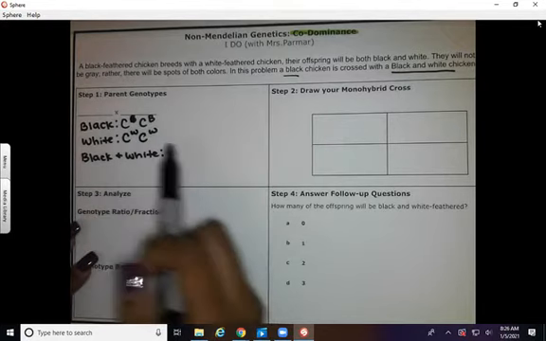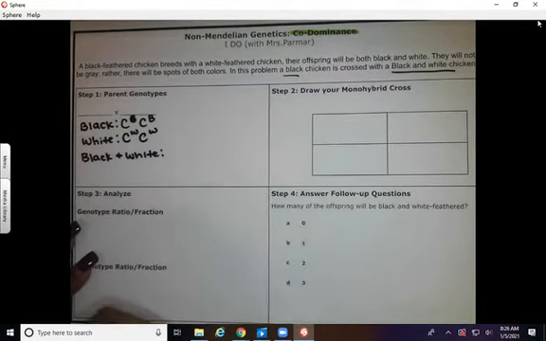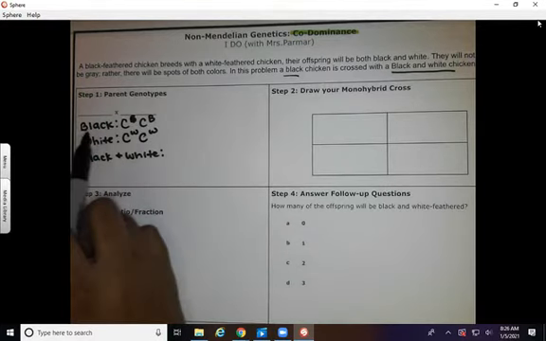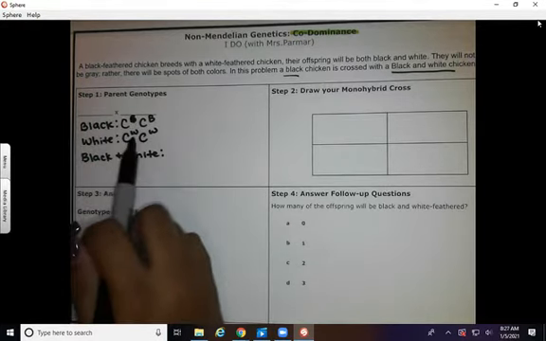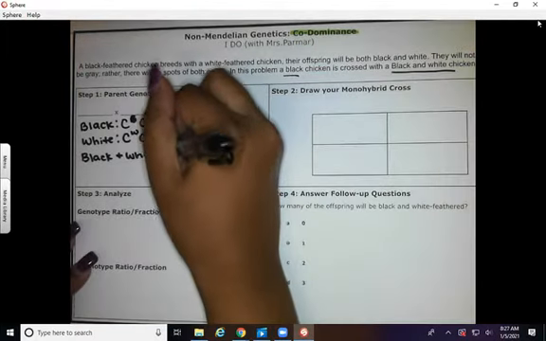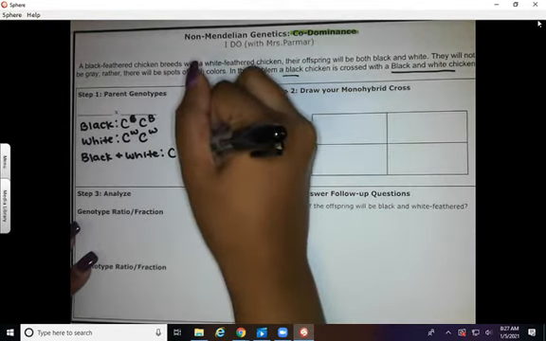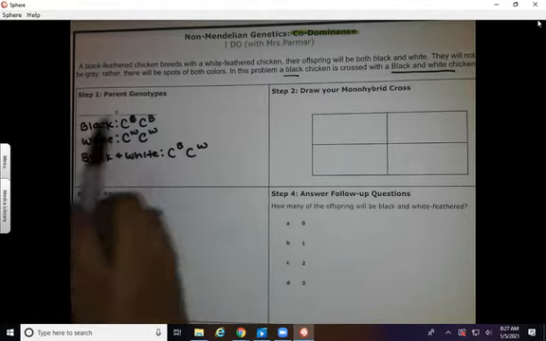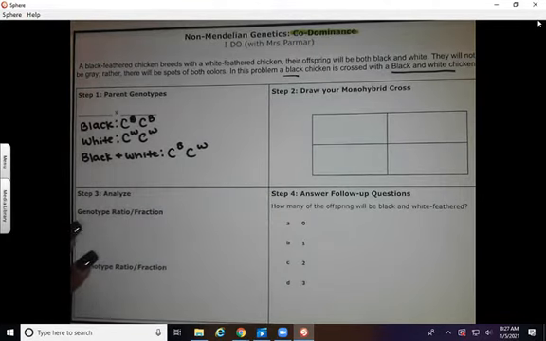I'm choosing these letters. You could have chosen an H, you could have chosen an A, but I thought it made sense because black goes with B, white goes with W. But if I'm going to show both at the same time, this genotype is going to be C with the superscript of a B, and then C with the superscript of a W. You see how it has both black and white. So this is a black and white feathered chicken. This is my key.